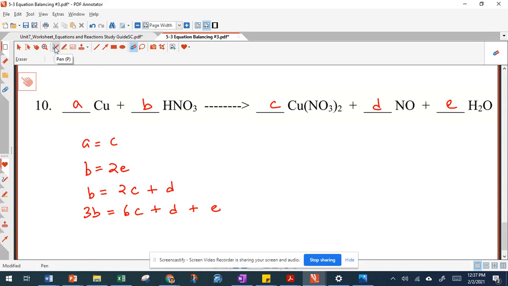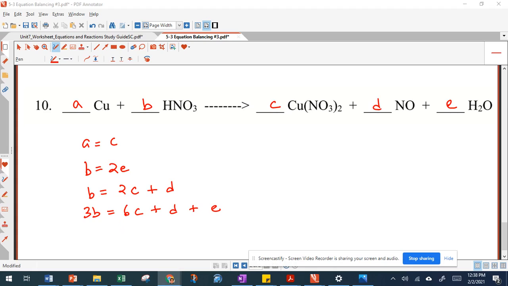Okay, so when we get to this point, I want to show you how I would approach this, but there are many different ways you could probably solve these series of equations. So again, this will just take some practice. In this situation, I notice that I have two equations at the bottom here in terms of B. So I have B is equal to 2C plus D, and then 3B is equal to 6C plus D plus E. So I'm actually going to set these equal to each other.